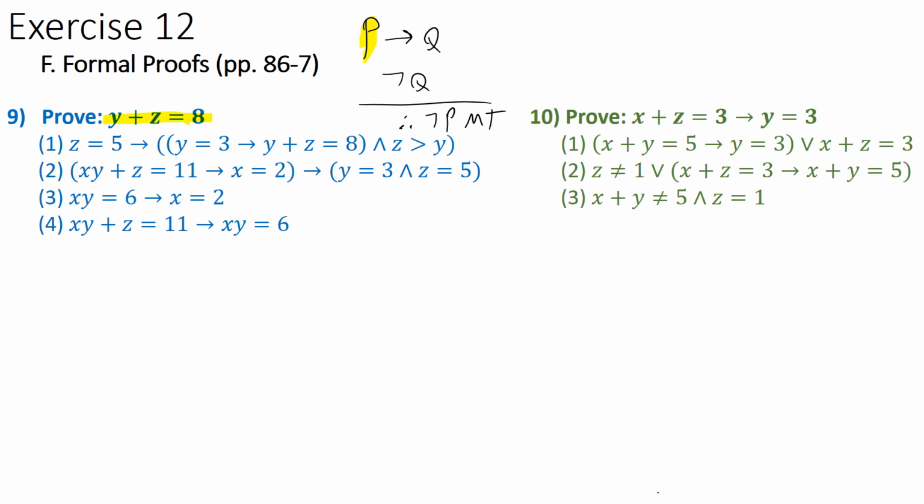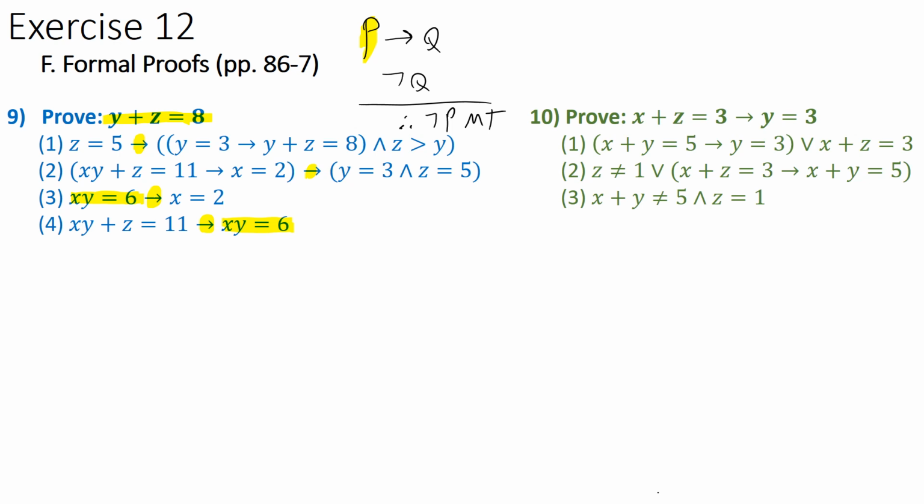And with that in mind, let's look at number 9 and prove y plus z is equal to 8, given our 4 premises. Note that they're all conditionals. We have this arrow. So now the question is, do we have any overlap? And we do. We have this xy is equal to 6 as a consequent, and here as an antecedent. This means we have a hypothetical syllogism.